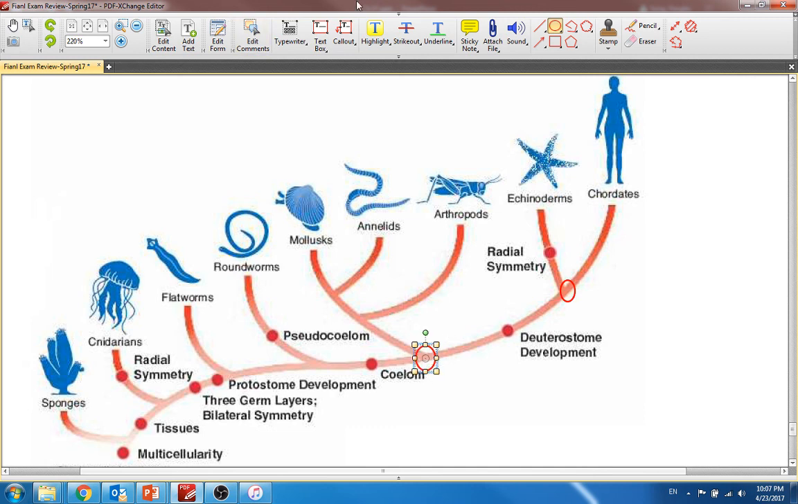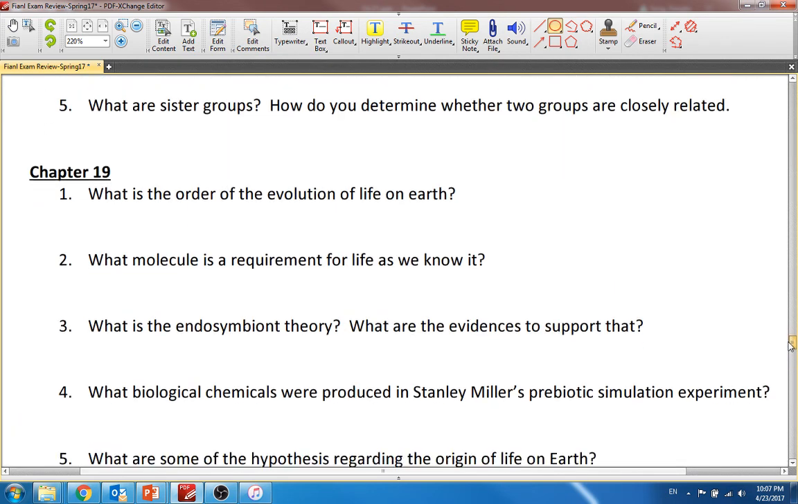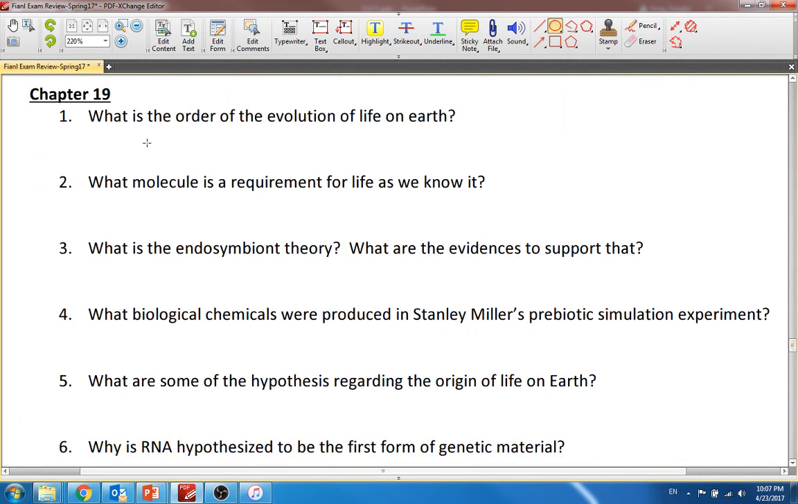Chapter 19, question number 1. What molecule is a requirement for life as we know it? The answer is water. Water is essential for anything that we know of that lives on the earth.